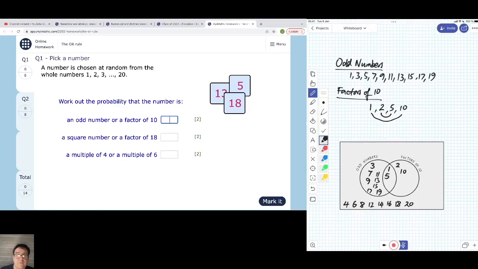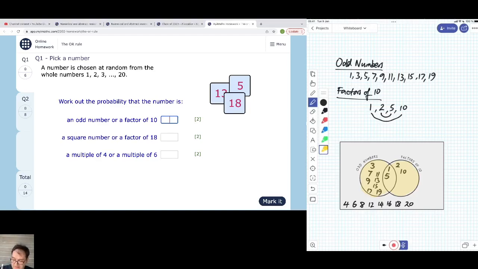So now that we've got that, let's look at the question. Work out the probability that the number is an odd number or a factor of 10. Now, when they say something or something else like that, what they really mean is one thing or the other or both. So we're looking for the numbers that are odd or factors of 10, but also the ones that are both odd and also factors of 10. So anything that's either odd or a factor of 10, or indeed both, those are the ones we're looking for.